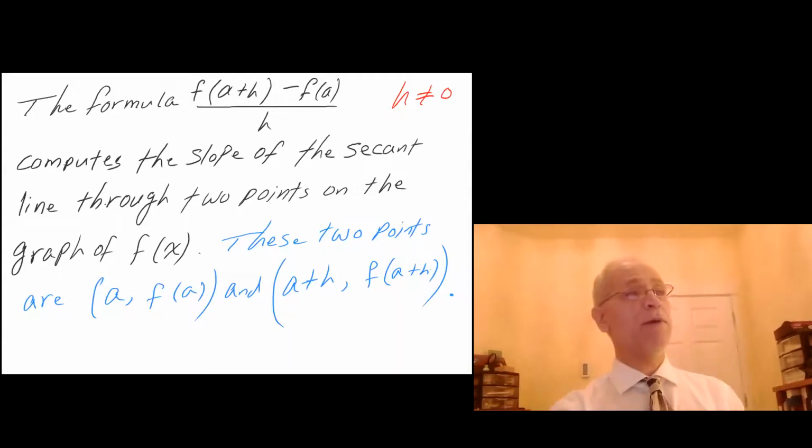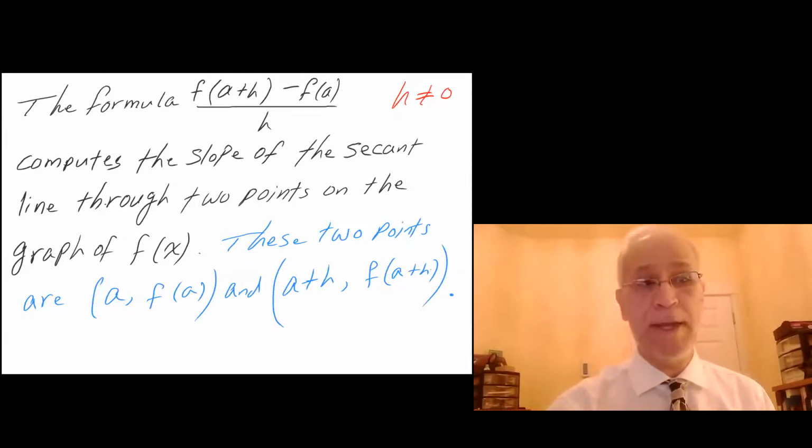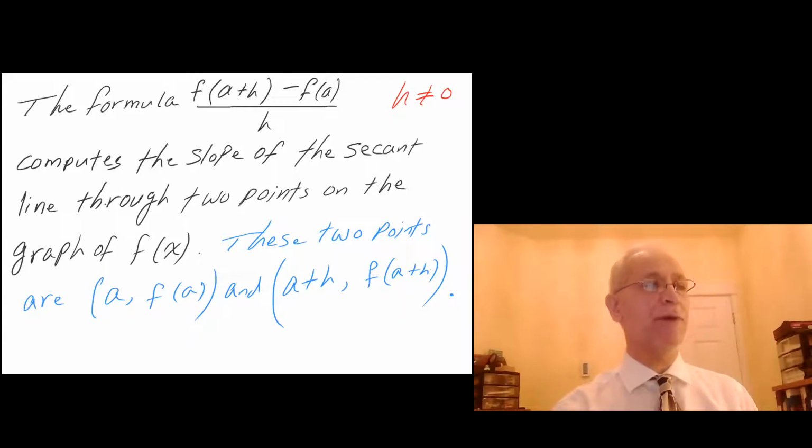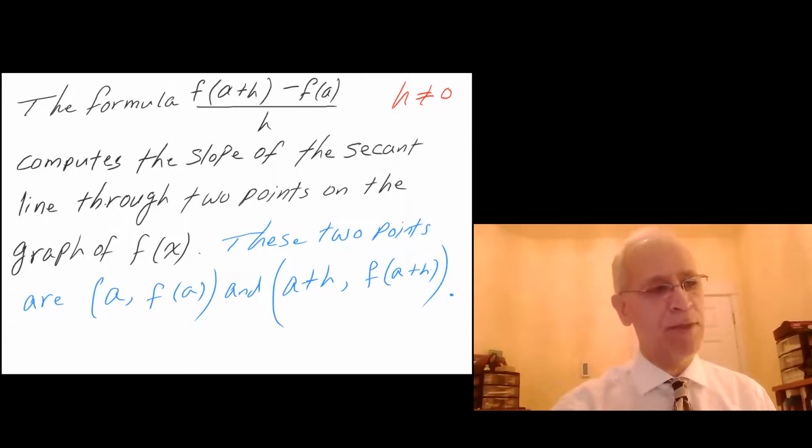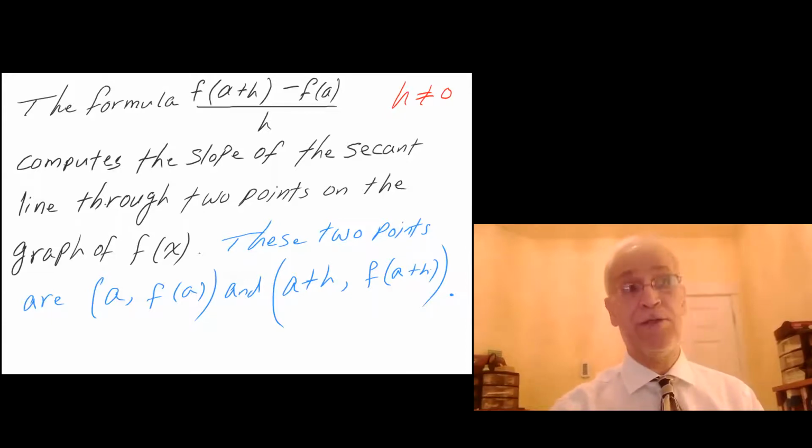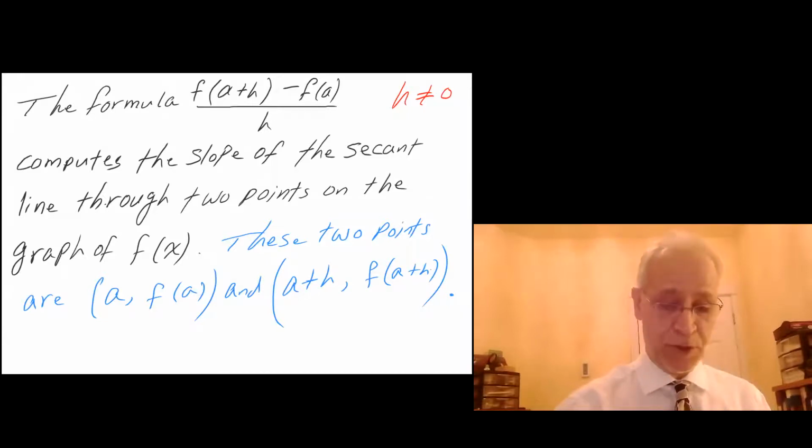Hello, Math 141. The formula f of a plus h minus f of a all over h, with h not equal to 0, computes the slope of the secant line through 2 points on the graph of f of x. These 2 points are a, f of a and a plus h, f of a plus h. We will talk extensively about this in the beginning of Math 151. You don't have to mess with it too much at the moment. Let's just pay attention to the examples that I'm going to show you.